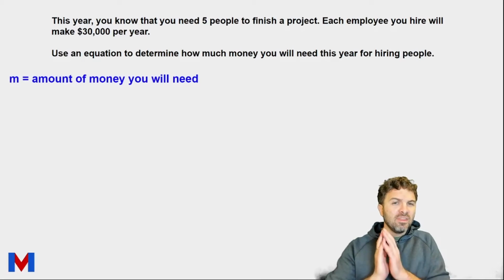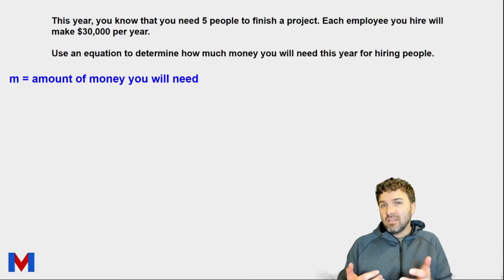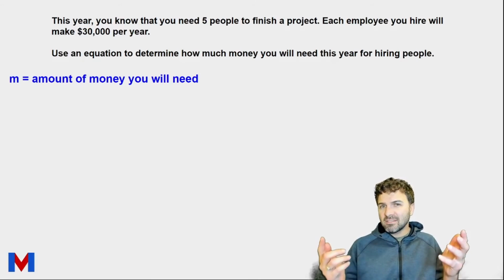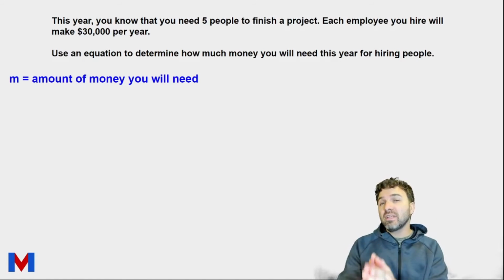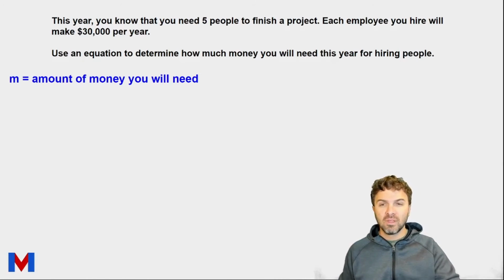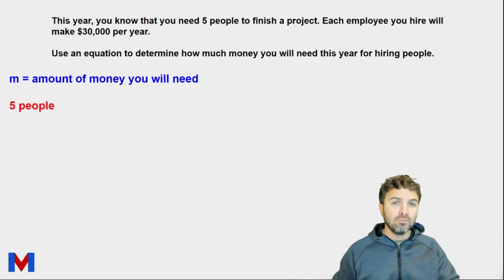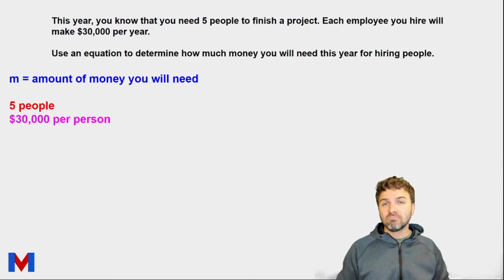What we don't know is the amount of money you're going to need. So I'm going to use M for that. You could use N, A, B, C, L, K, X, Z. It really doesn't matter. They're all going to represent the amount of money that you're going to need to ask for or budget for this project. We know that you need 5 people. And we know that each person gets $30,000.